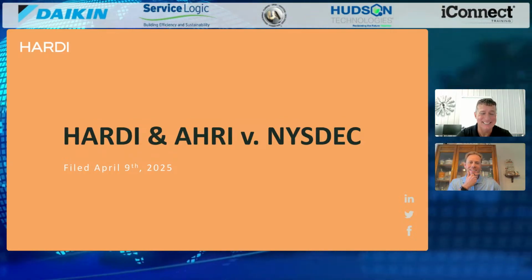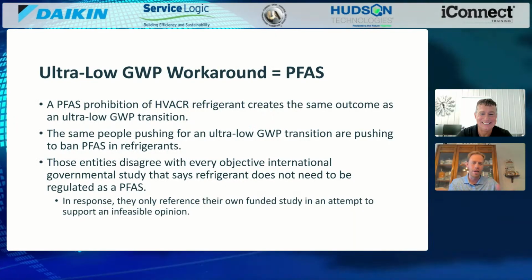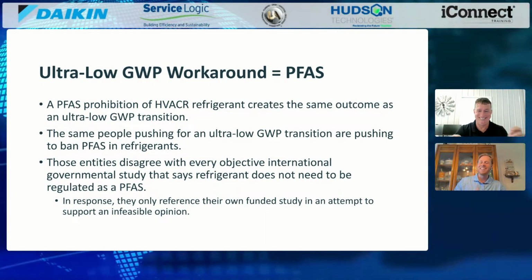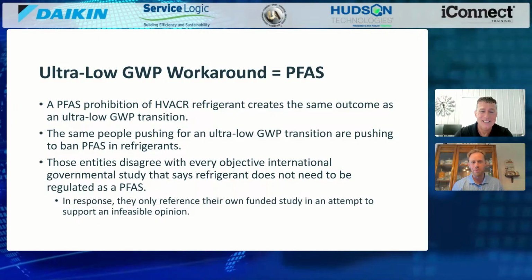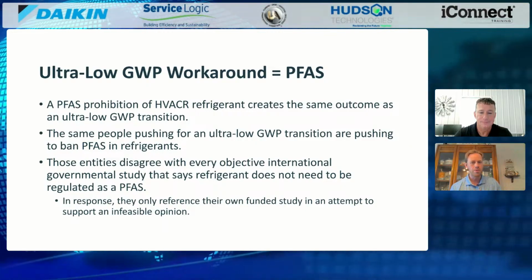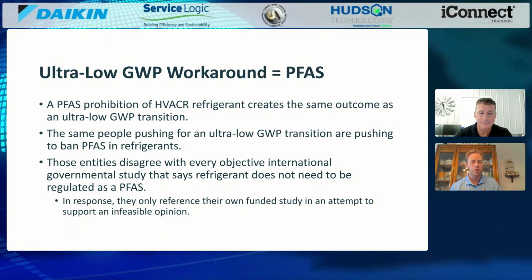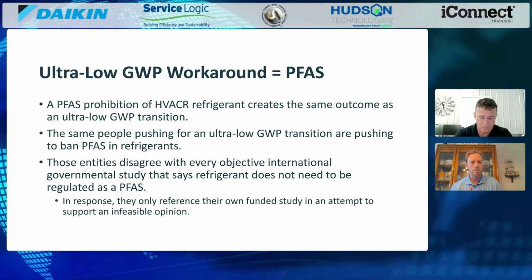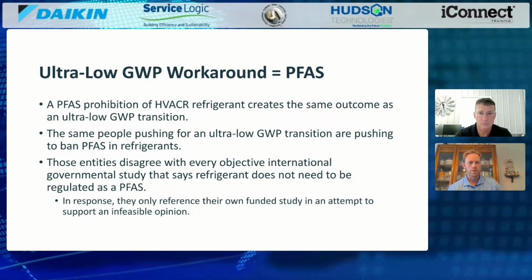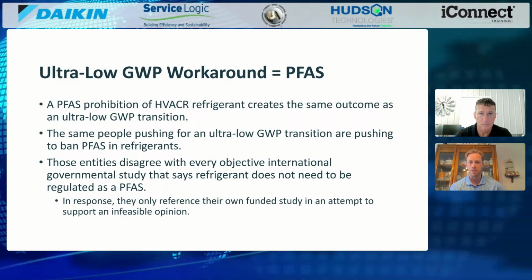Sounds like a great podcast topic. Yeah. But thinking about other things going on, I think ultra low GWP, and I know you were excited for the slide when I told you I got something for you at the end, in the pursuit from those adversaries of our industry, I think that is a workaround. They want ultra low GWP, that's their end goal, but in order to get that, they're using a workaround of PFAS to achieve that goal. Because if you really think about it, a PFAS prohibition for our industry, specifically the refrigerant, creates the same outcome as your ultra low GWP transition in New York and other places if they were to implement it.